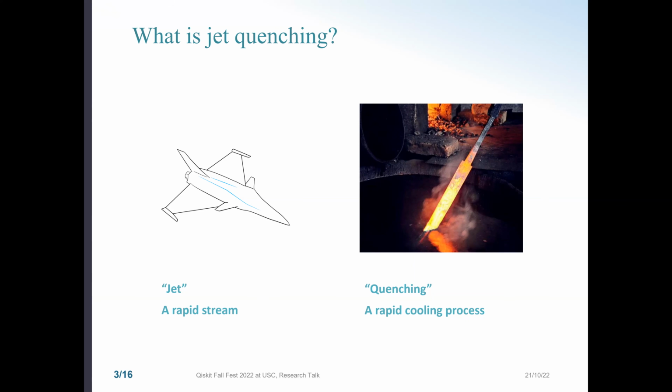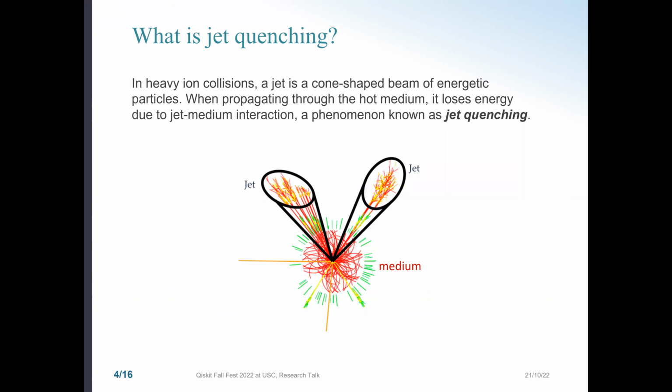Putting it together, jet quenching in heavy ion physics: the jet means a cone-shaped beam of energetic particles. Recall that the idea of a jet is a rapid flow of matter, so here the jet is energetic particles. And then there's a hot medium that is created when you collide two heavy ions at high energy. When the jet goes through the medium, it will lose energy because it interacts with the medium. This phenomenon is called jet quenching because you have a jet and it loses energy. So that's jet quenching.